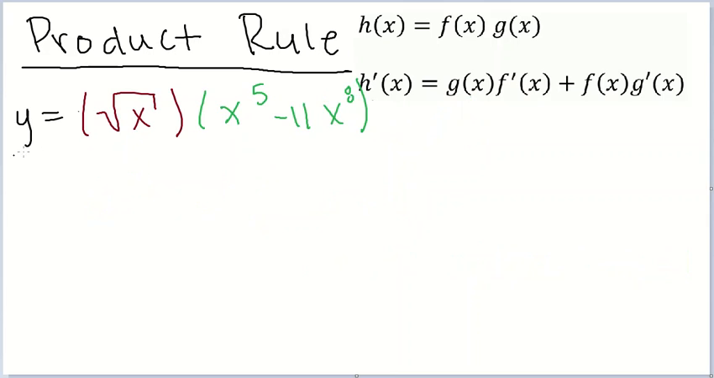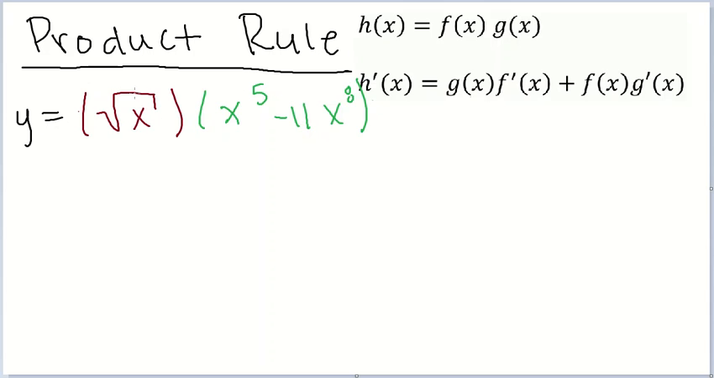So this is the last example that we're going to look at. We have y, which is equal to the square root of x times x to the 5th minus 11x to the 8th. And so we're going to be using product rule here, and we know that because we have two functions, two pieces being multiplied by each other. The first piece is the square root of x, and then the second piece is x to the 5th minus 11x to the 8th. And so we're going to use the product rule to find the derivative of this.